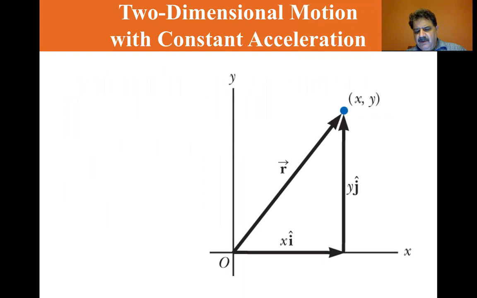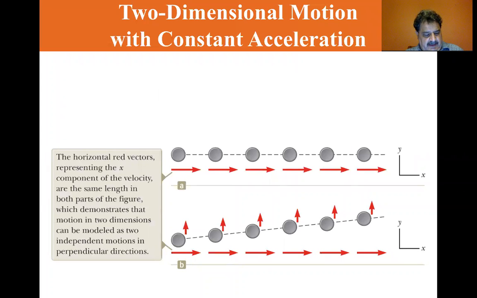Consider two-dimensional motion with constant acceleration. Consider the particle located in the xy plane at position x, y as in the figure. The point can be specified by the position vector r in unit vector form, which is r equals xi plus yj. Okay, x, y, and r change with time as the particle moves. The unit vectors i and j remain constant. Remember, they're unit vectors.